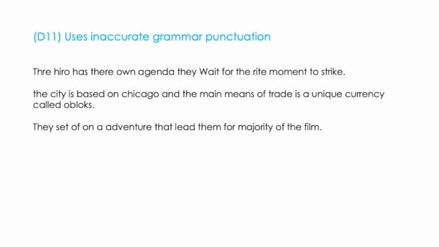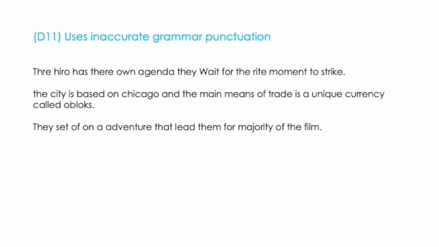The third example in this case shows just some of the omissions that can happen sometimes when we write. "They set off on a adventure that lead them for majority of the film." So while there's no spelling errors here, there are some keywords that have either been misused or misplaced. Instead of saying "they set off," they've forgotten the second F and they've written "they set of."